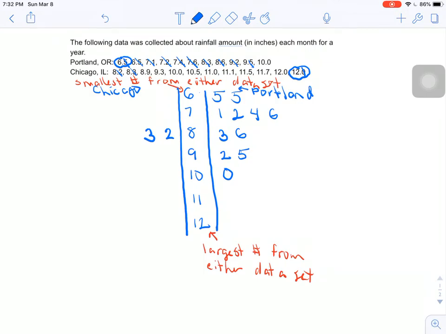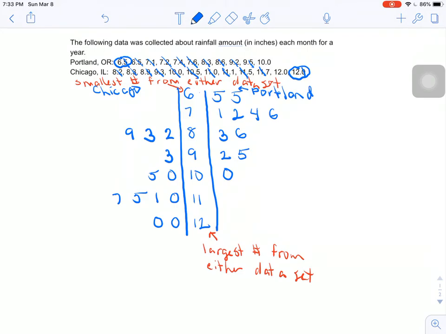So Chicago also had an 8.9, and then a 9.3, a 10, 10.5, 11, 11.1, 11.5, 11.7, and then we had a 12.0. So those are going to go down there.